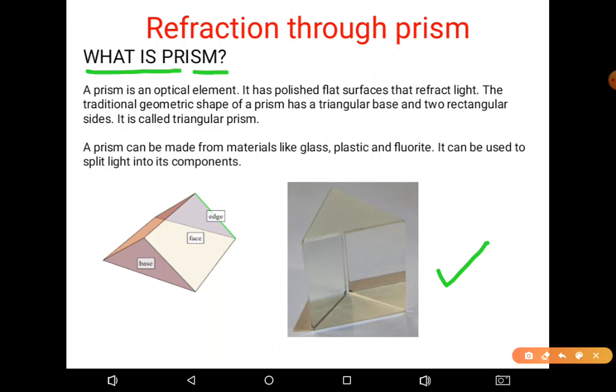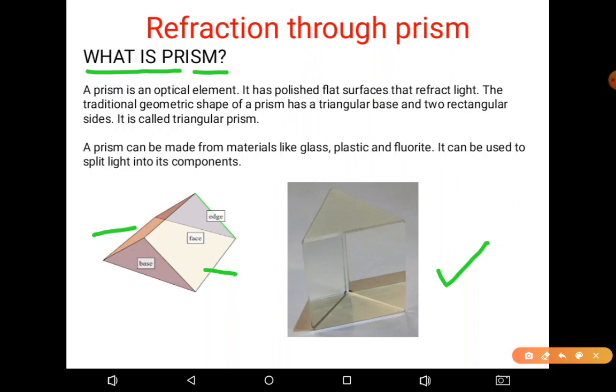A prism is an optical element. It has polished flat surfaces that reflect light. So these rectangular surfaces are used to reflect light, and mostly we use the glass prism, the triangular glass prism and the equilateral glass prism. Maximum time this is what we have in our lab and we use it.